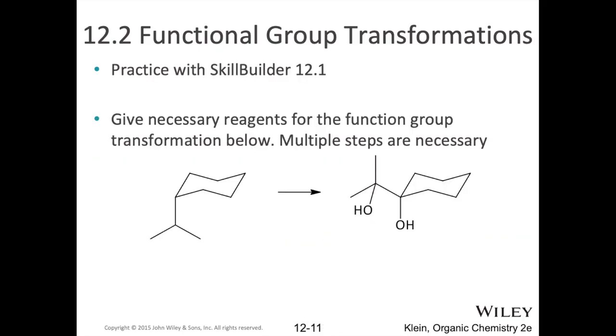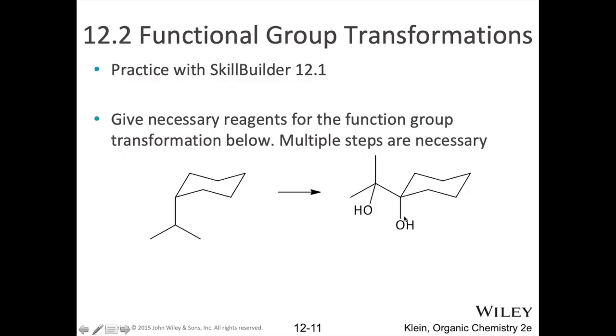All right, let's try a practice problem here. So look at your starting molecule here. See if you can identify the parts of that carbon skeleton that show up in your product. And then ask yourself, how is this similar and how is this different? And then ask yourself how you'd get from your reactant to your product. Now, you're not going to be able to do this in one step. There's no way to take an alkane like this and add two alcohol groups to it.